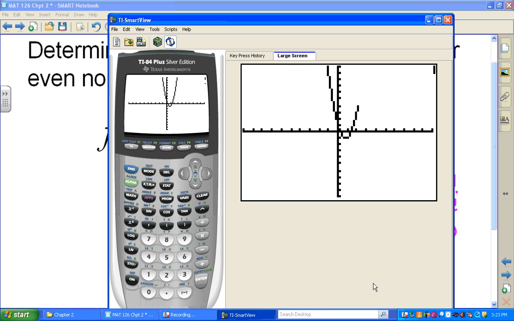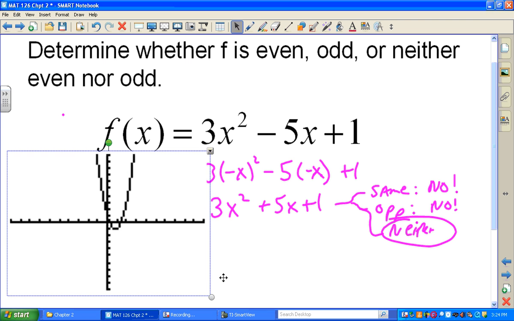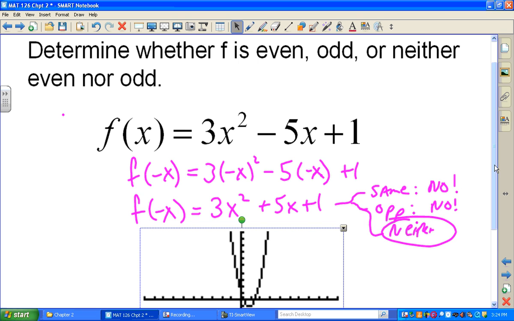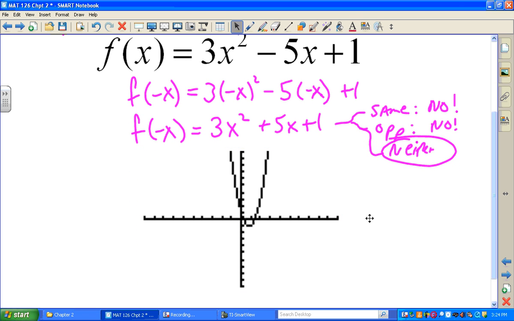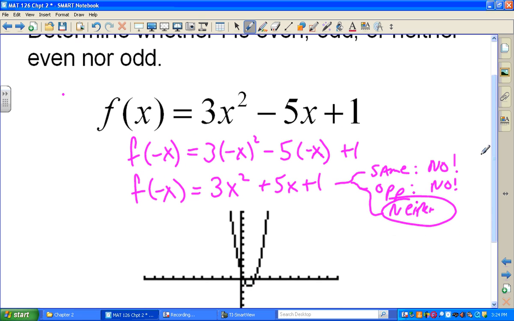There you go. Does that graph have symmetry about the y-axis? No, it doesn't. It's close, but it doesn't. Obviously, it doesn't have symmetry about the origin, so that's why it's neither. Okay? You can either do it algebraically or you can do it graphically. Makes no difference to me. All right? Good. We're moving on.